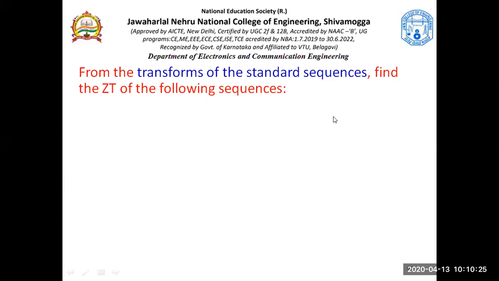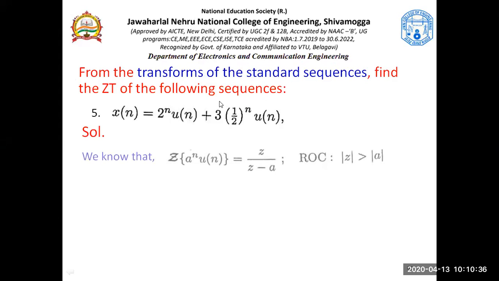In the last class, we were looking at the Z transform, finding the Z transforms by referring to the standard sequences, transforms of the standard sequences. I mean, we were looking at this. What if there is 2 power n u of n? To which standard transform does this belong? This looks like a power n u of n. So this is something that we have to solve by looking at this particular standard transform.